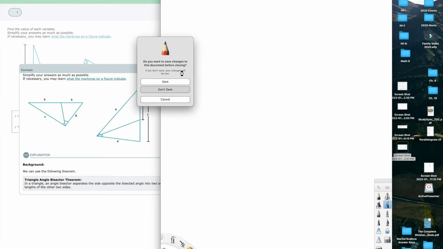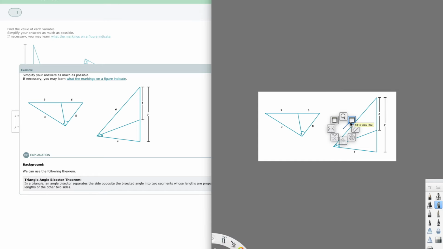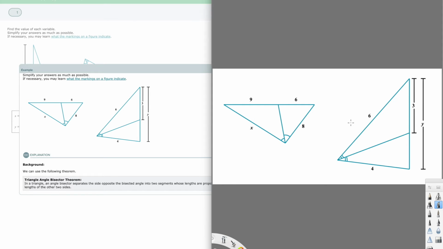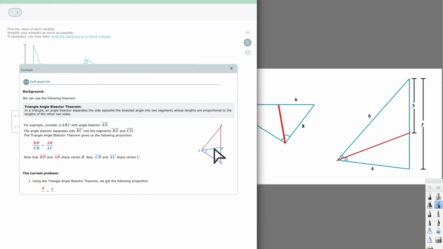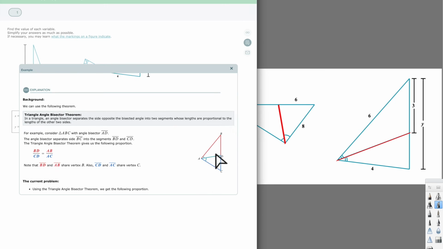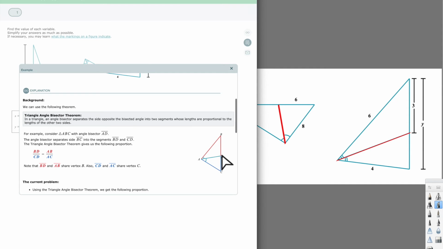There we go. All right, let's maximize that a little bit. So it's talking specifically about this angle here, or this line here. It's going to cut the triangle into some kind of proportional lengths. For the first triangle, they're just giving us an example: BD, this length here, and CD. So the first segment over the second segment, and then AB over AC.